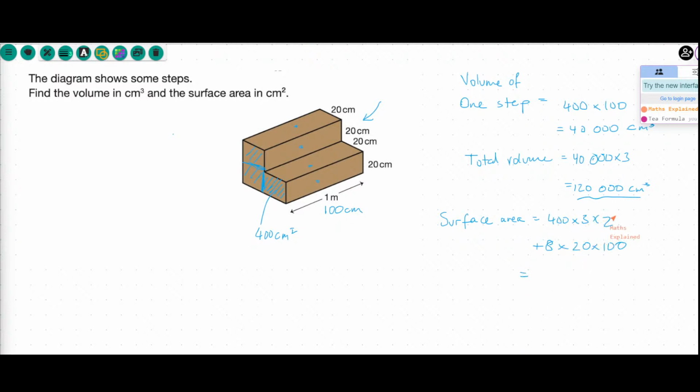So that's 400 times 6, 2400, plus 2000 times 8, 16,000. So we've got that correct. 18,400 centimeters squared. Should be fine. Okay, there we go. Not so bad. Well done. Not so bad after all.